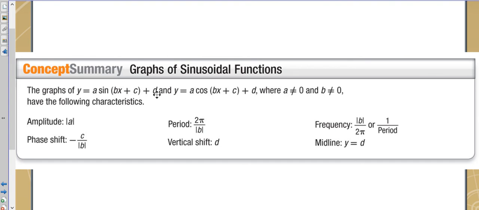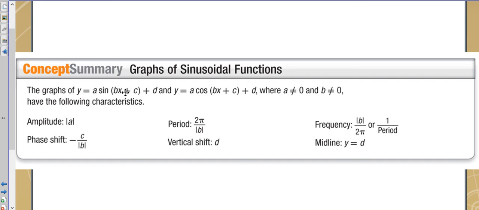All right, now let's just talk about graphing sinusoidal functions just as a summary. At the front, we have the amplitude. That's like a vertical stretch. How high and how low will the wave travel? Here, the B has to do with the frequency or the period. How often will it occur?